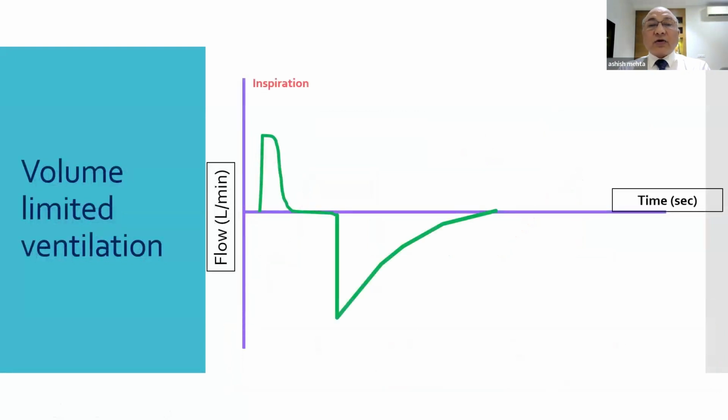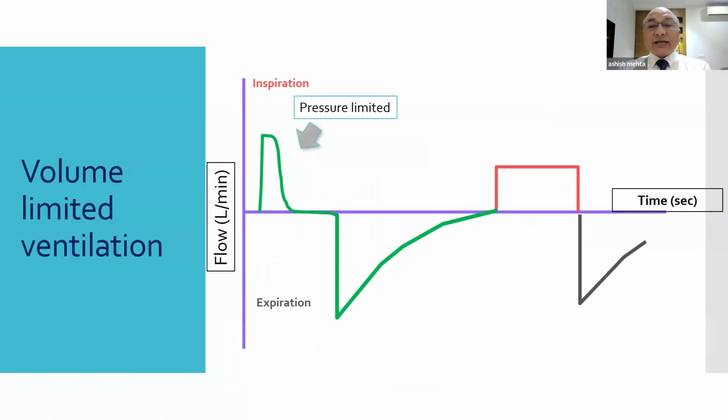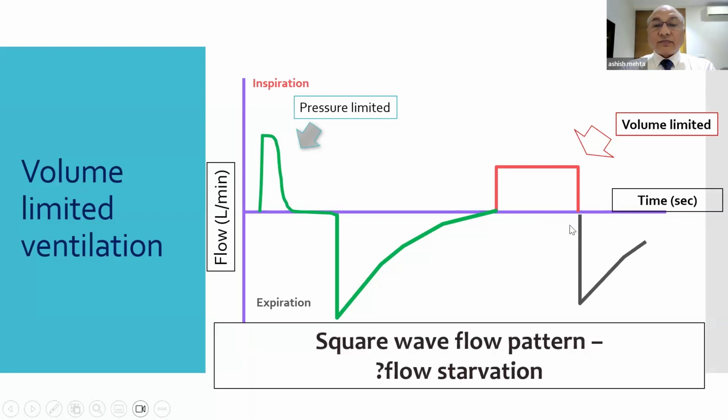If you look at the flow time diagram, you can see that flow has increased, but then there is an inspiratory hold. That is typical of pressure limited ventilation. As against that, in volume limited ventilation, the flow scalar diagram is square because the flow is delivered, and gradually pressure is building up till the pressure is reached and then it gets into the exhalation.